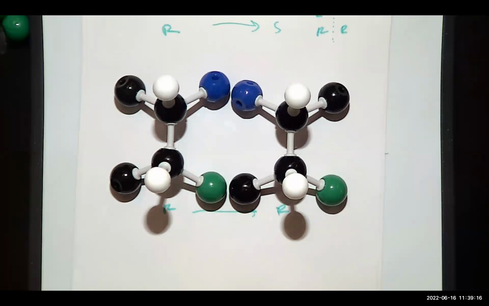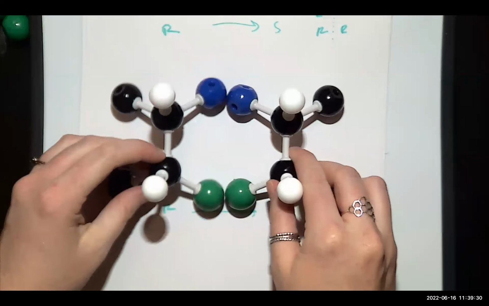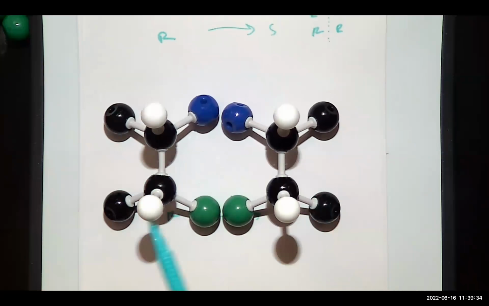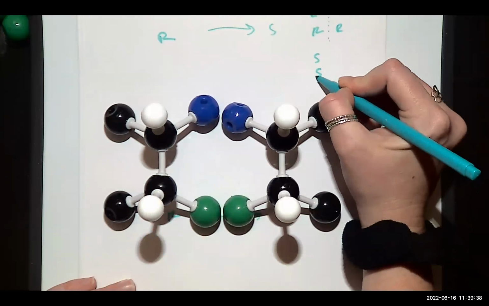Okay, now I'm going to take the mirror image of RR. What do you think that stereochemistry will be? What do you think the assignment configuration would be? SS, that's right. So that's another possible thing that we have. This is the mirror image of that original one. So RR, the mirror image of that is SS.